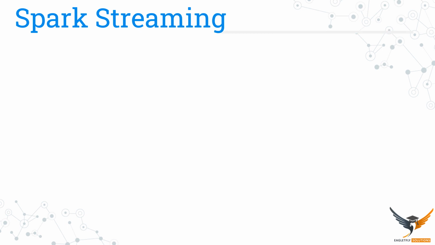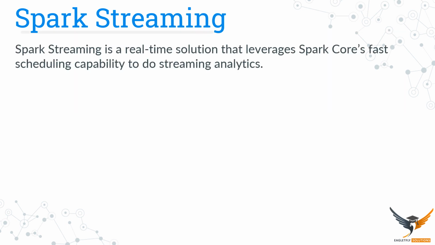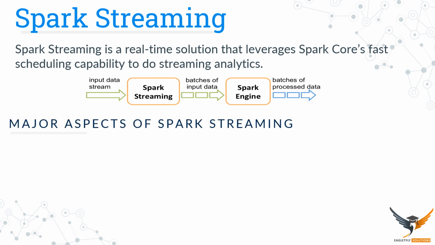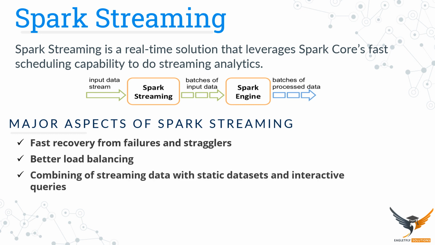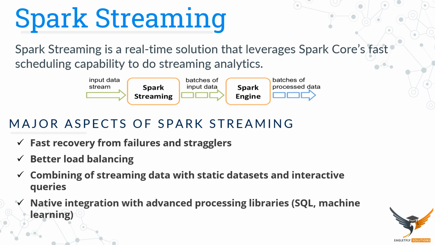Next is Spark Streaming. Spark Streaming is a real-time solution that leverages Spark Core's fast scheduling capability to do streaming analytics. Now let's see some of the major aspects of Spark Streaming. Fast recovery from failures and stragglers, better load balancing, combining of streaming data with static datasets and interactive queries, and native integration with advanced processing libraries like SQL and machine learning.